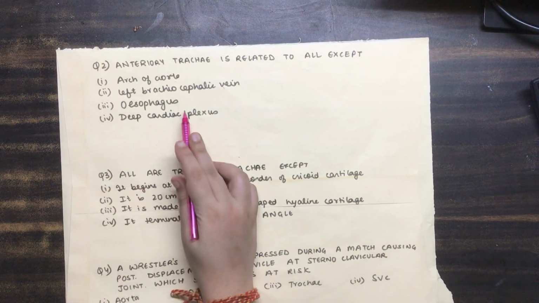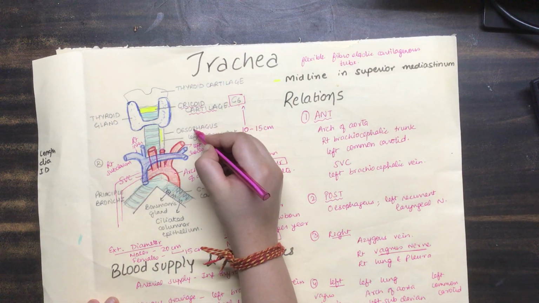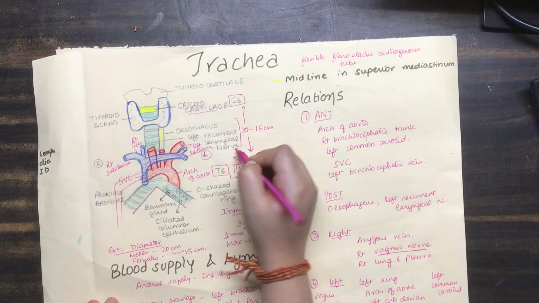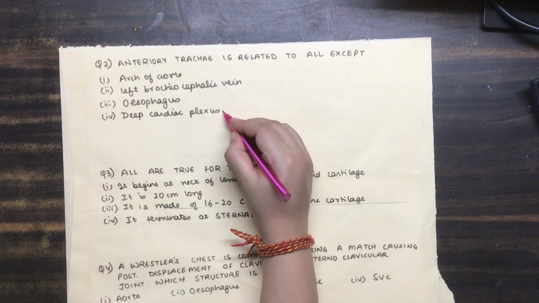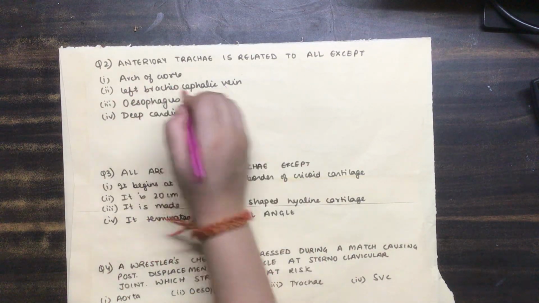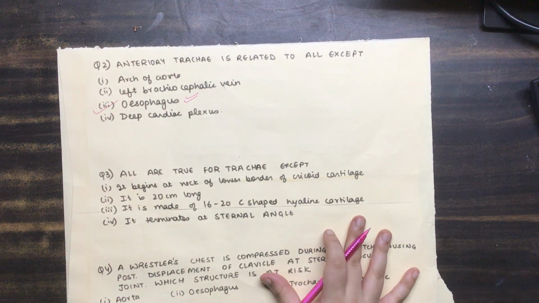Next is esophagus and the deep cardiac plexus. So we have esophagus present posteriorly. Esophagus with the left recurrent laryngeal nerves, these are present posteriorly. So this is wrong statement. And deep cardiac plexus are present because the heart is in relation. So as a result, we'll have the answer to be the esophagus. This is not present anteriorly.